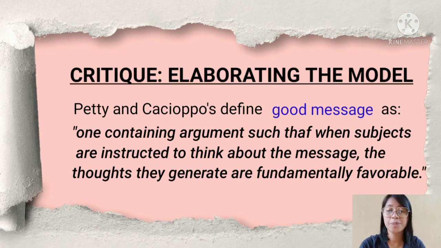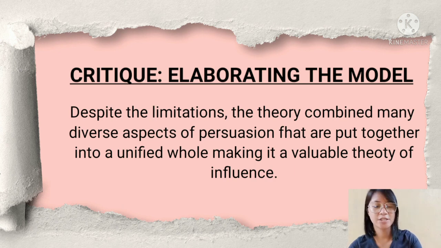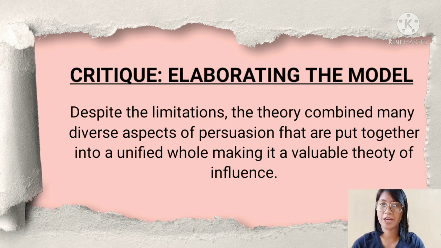Now, Petty and Cacioppo define a good message as one containing arguments such that when subjects are instructed to think about the message, the thoughts they generate are fundamentally favorable. In other words, an argument is regarded as strong if the people are persuaded, and conversely, an argument is considered weak if the people are turned off. Despite the limitations, the ambiguity, and the contradictions, the theory combined many diverse aspects of persuasion that are pulled together into a unified whole, making it a valuable theory of influence.